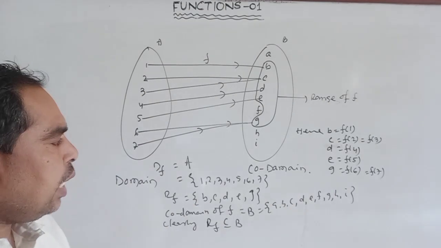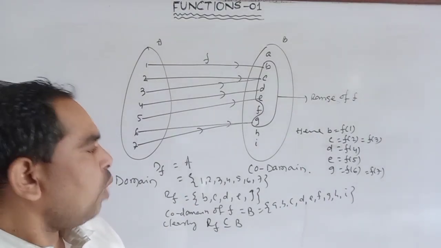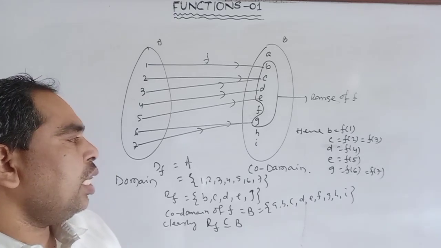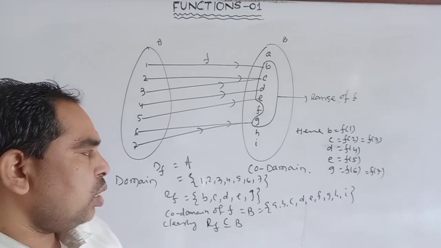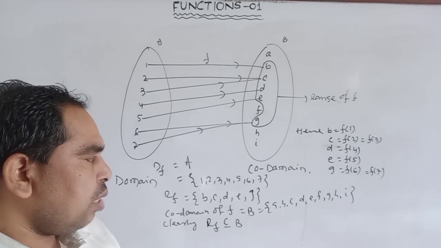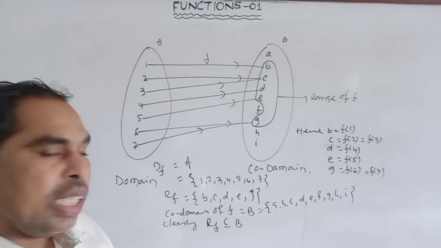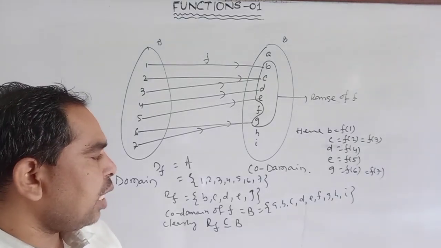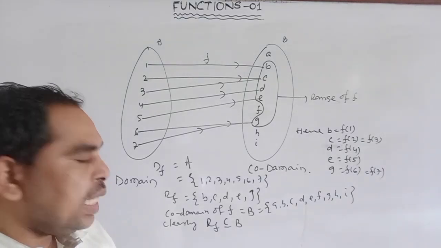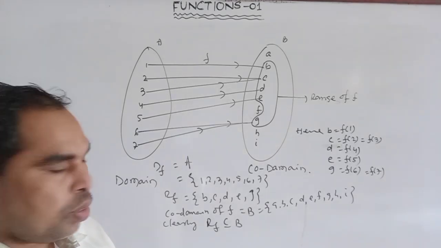Okay, so here B is called the image of 1 under the function f. C is called the image of both 2 and 3 under the function f. D is called the image of 4 under the function f. E is called the image of 5 under the function f. G is called the image of both 6 and 7 under the function f.